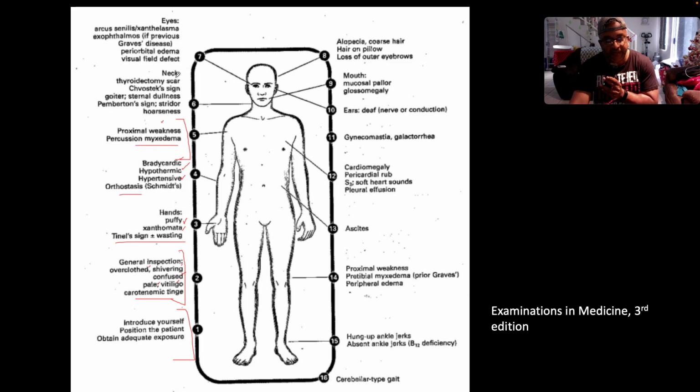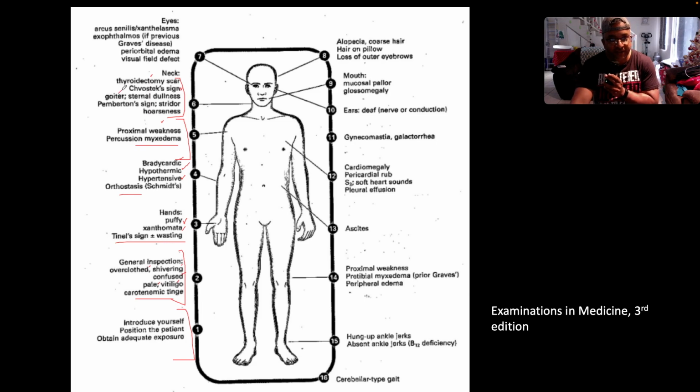Moving on to the neck, there might be a thyroidectomy scar. This patient may have had a thyroidectomy before, right? You may have a Chvostek sign. If there was a thyroidectomy before, they may have injured the parathyroid glands, and the patient might be hypocalcemic, which will manifest with Chvostek and Trousseau sign, etc.